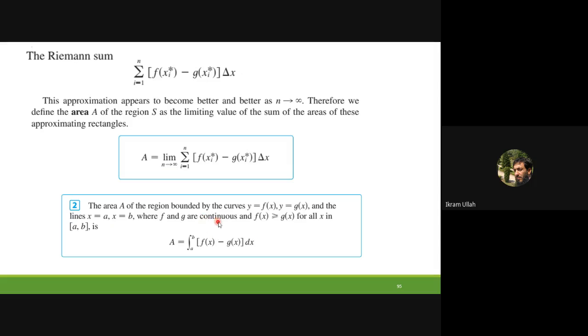Also, it is important to mention here that if g of x is equal to 0, it is a special case where S is the region under the graph of f. So our previous definition of area has been recovered. Previously we discussed that the area is equal to the integral from a to b of f of x dx, but here the area is bounded between two functions. So the definition of area for a single function is a special case of this definition of area between two curves.